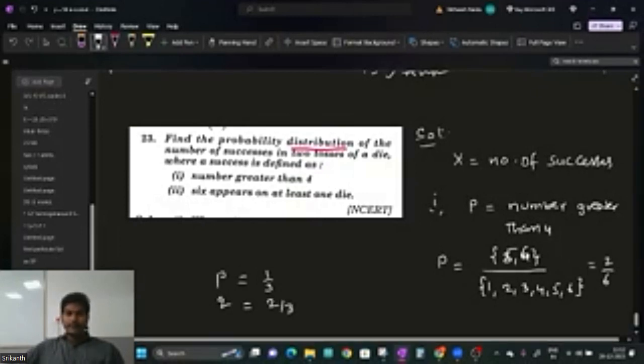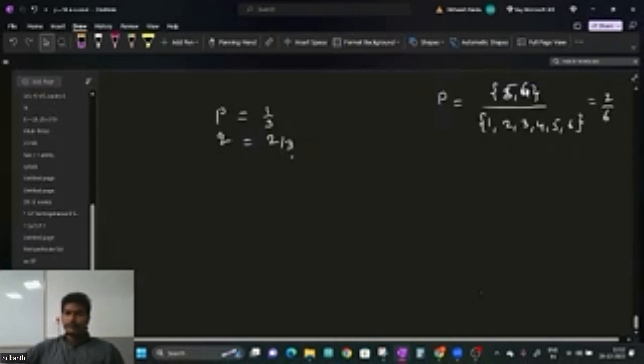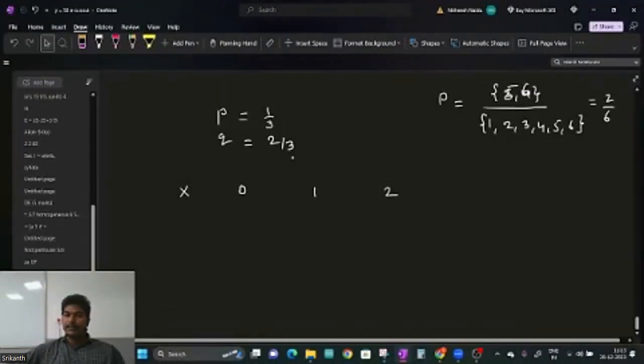Now we will calculate. 2 tosses they are doing. So X is equal to 0, number of successes, one success, two successes. These are the possibilities. So why only 0, 1, 2? Because he is doing two tosses. What outcomes can happen? No success, or both success. That means both dice show more than 4, or one die shows more than 4 and another die shows less than 4. These are the possibilities we will get.